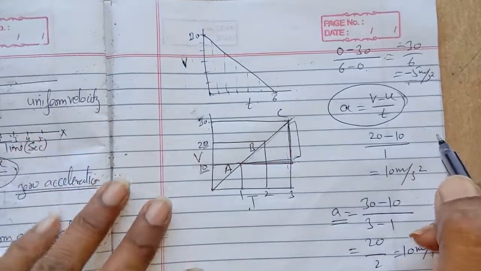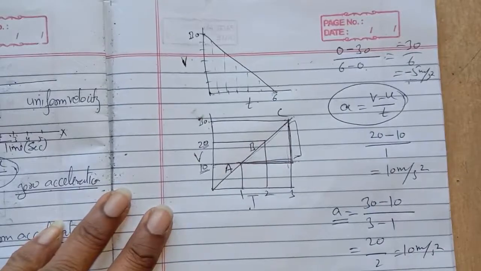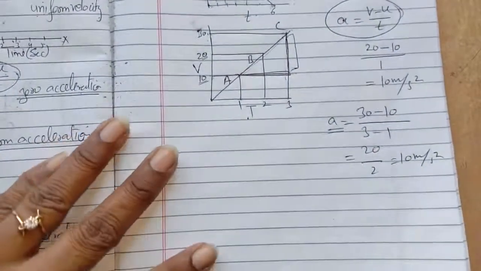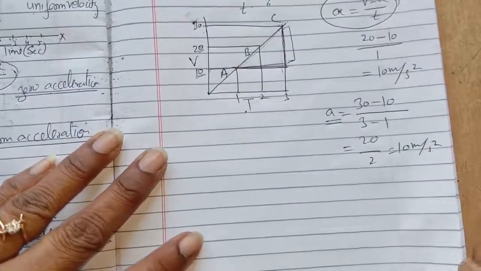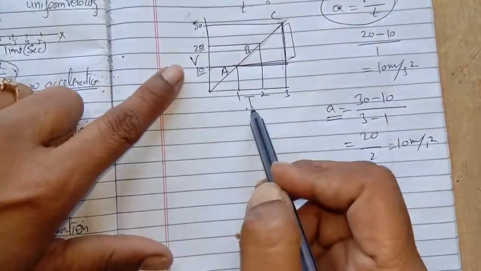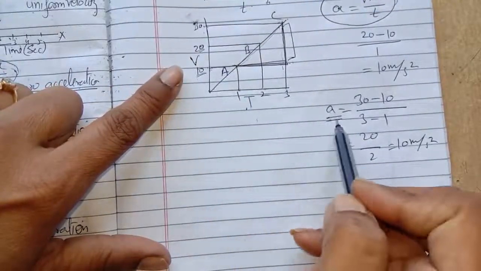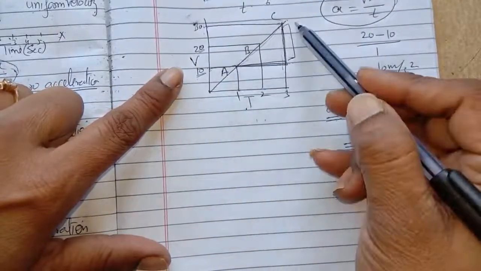Most of you got this question wrong. I don't know why. So this is a VT graph, and for finding the value of acceleration from the VT graph, we find the slope of the graph.